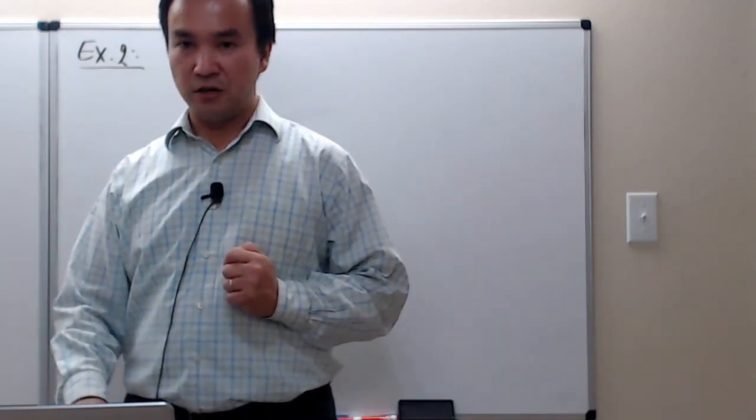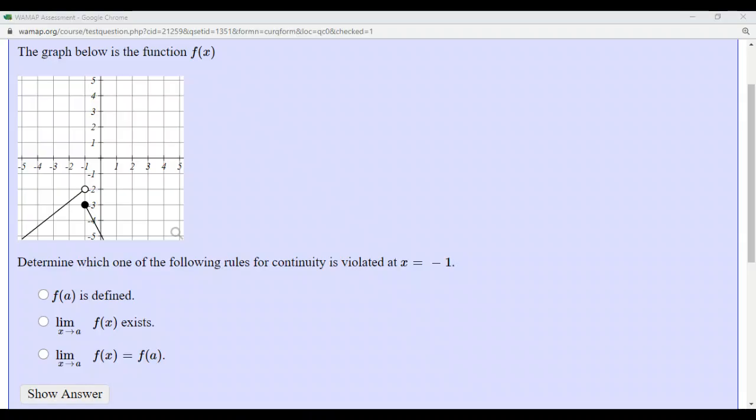All right, so here's my computer screen right here. So go ahead and observe the wording here of the problem. In the wording of the problem, the graph below is the function f of x. So here we have a graph.